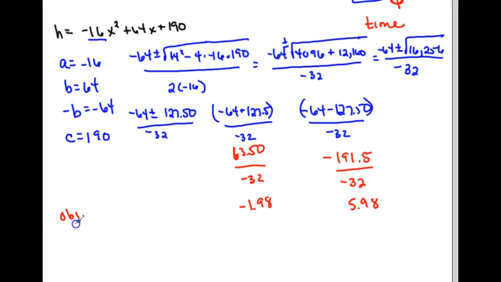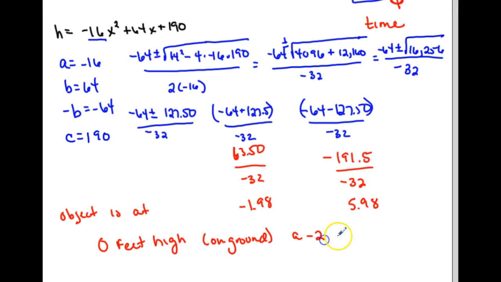So what does this mean? This means my object is at 0 feet high, right? It means it's on the ground. It's on the ground at negative 2 seconds and at 5.98 seconds. Well, negative 2 seconds doesn't make a lick of sense because we can't go back in time. So this thing hits the ground at 5.98 seconds. I'm going to go grab the graphing calculator and I'm going to show you how to find a zero.